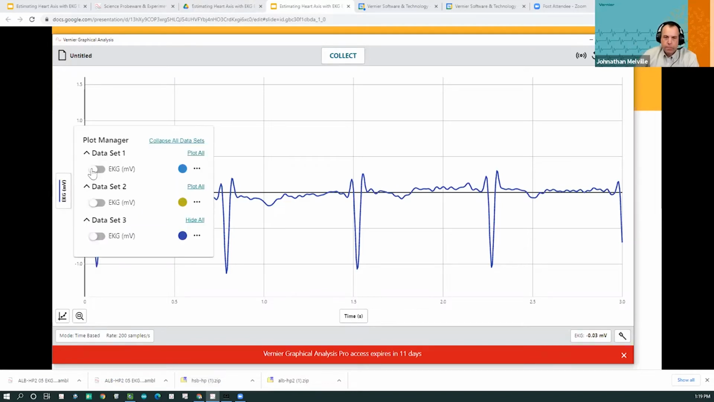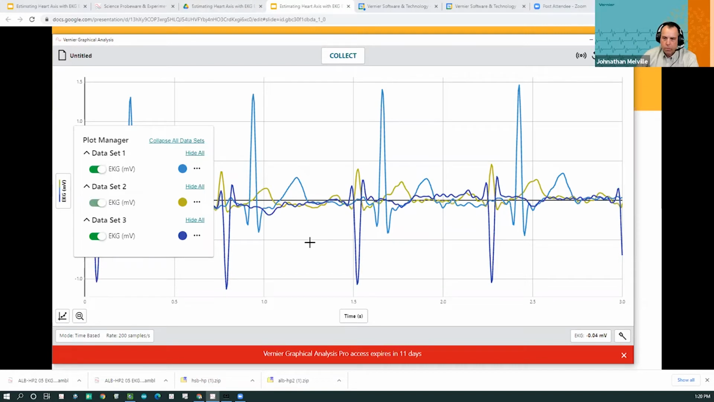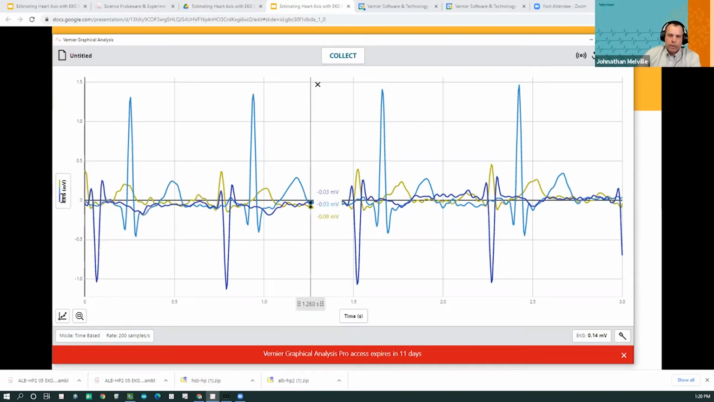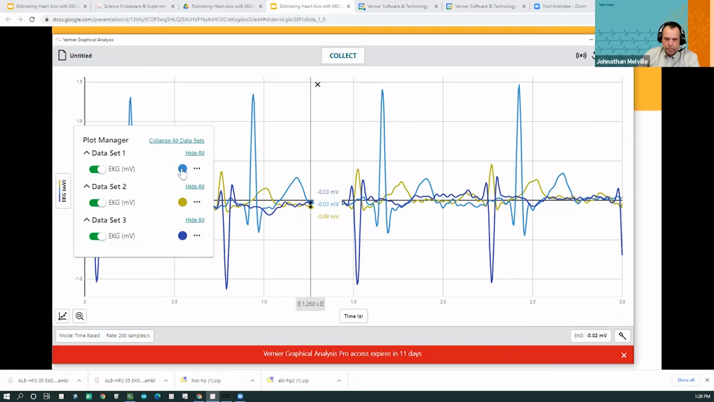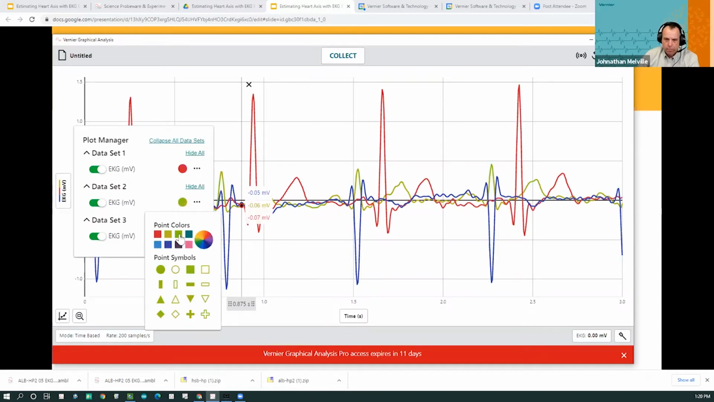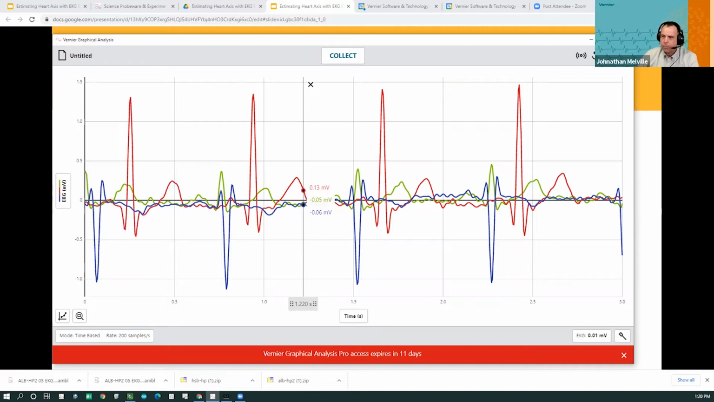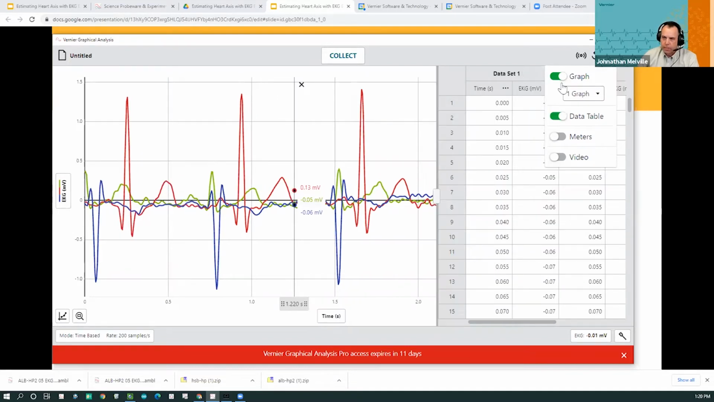Let's do a couple of things. I've got three different data sets: data set 1, data set 2, and data set 3. Let's make these color coded. I'm going to make data set 1 red, data set 2 green. All I'm doing is clicking on the y-axis and selecting the color, and then we'll make the third one blue. Then just so that we can be clear, I'm going to go over to the top right corner, click on the data table, and label these.